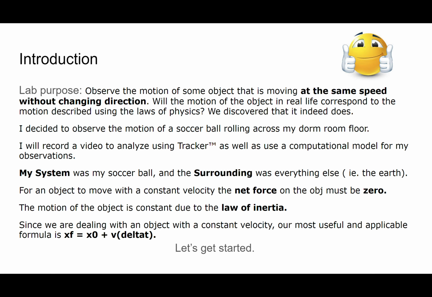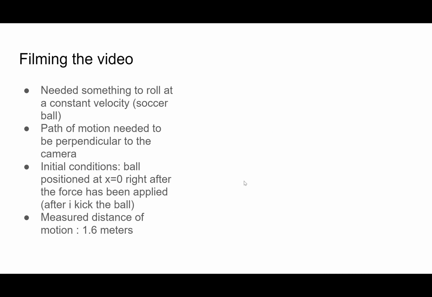For the system, it's the soccer ball, and the surrounding, we describe that as everything else. And so for some extra information, for an object to move with a constant velocity, net force on the object must be equal to 0. And the motion of the object is constant due to the law of inertia. So since we are dealing with the object with constant velocity, our most useful and applicable formula is the final position of the ball is equal to the initial x position of the ball plus velocity times delta t.